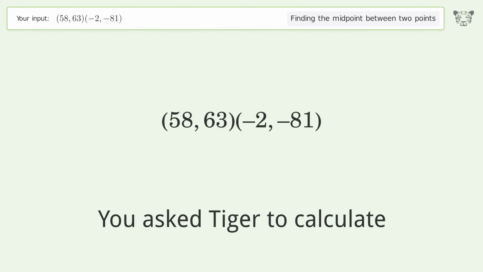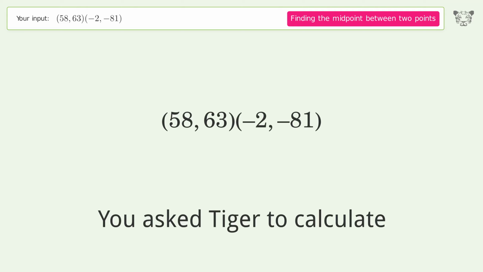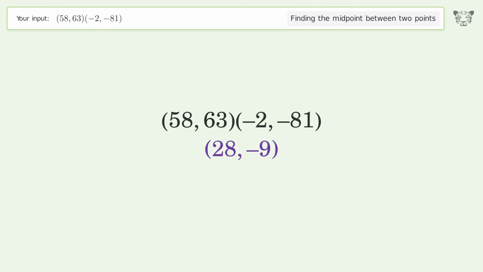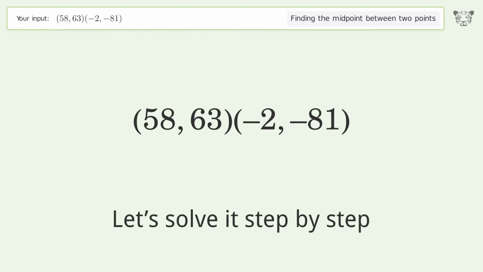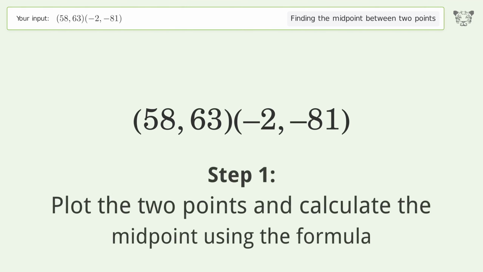You ask Tiger to calculate. This deals with finding the midpoint between 2 points. The midpoint between the 2 points is 28, -9. Let's solve it step by step. Plot the 2 points and calculate the midpoint using the formula.